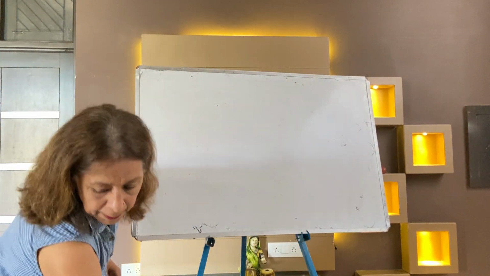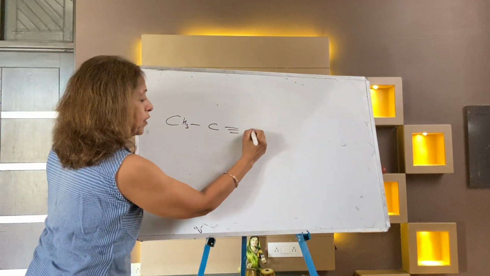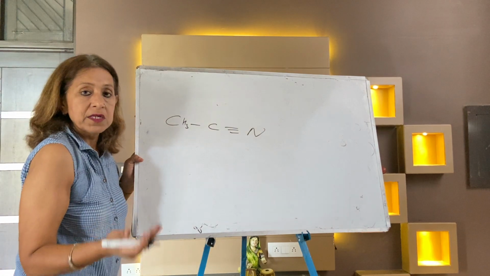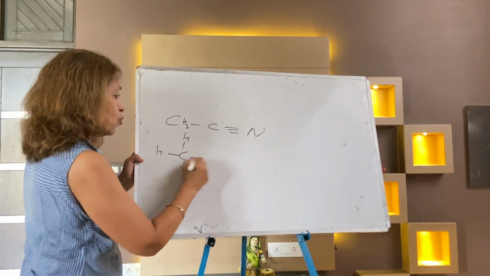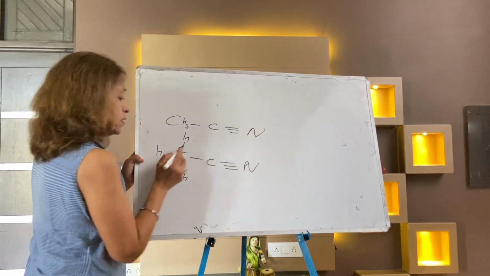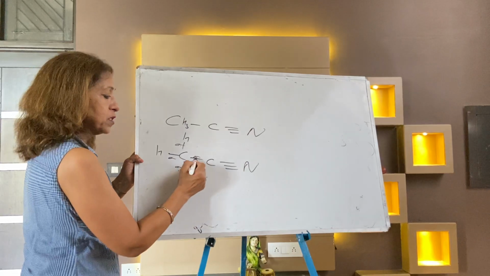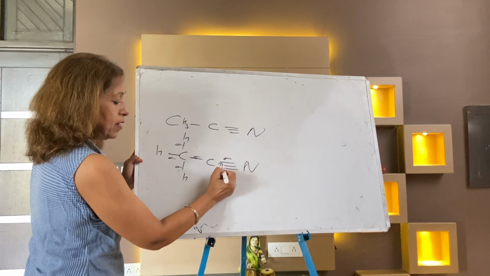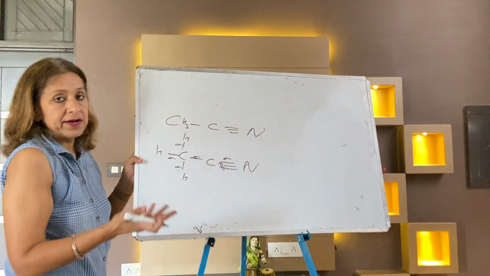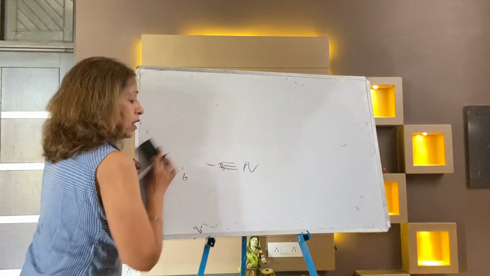I'm taking CH3, single bond C, triple bond N. How many sigma, how many pi? Expand the structure and you can easily count them. It is sigma, sigma, sigma, sigma: 1, 2, 3, 4 sigma, and one more sigma. So there are 5 sigma and the rest 2 are pi. Sigma and pi bond counting is quite simple.